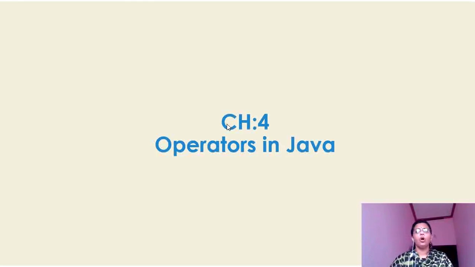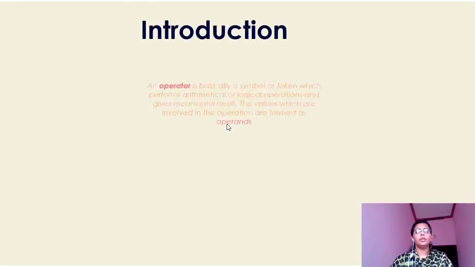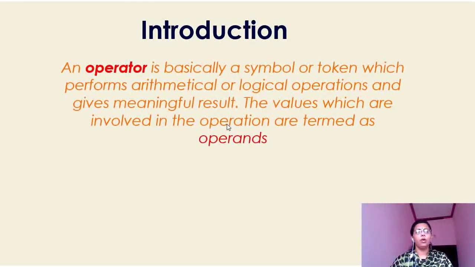So chapter 4, operators in Java. We'll have an introduction about what an operator and an operand are. An operator is basically a symbol or token which performs arithmetical or logical operations and gives a meaningful result. We have learned different operators in maths, is it not? 1 plus 2 is equivalent to 3. So there plus is an operator. It does something and gives you a meaningful result.